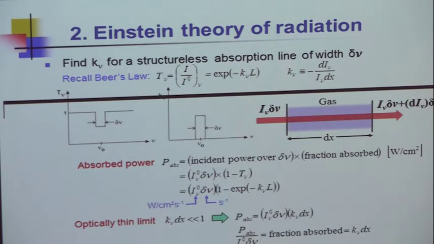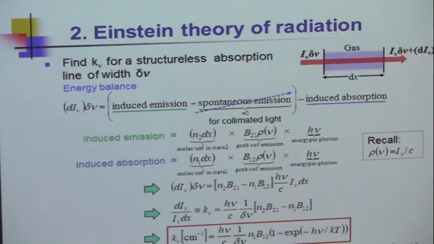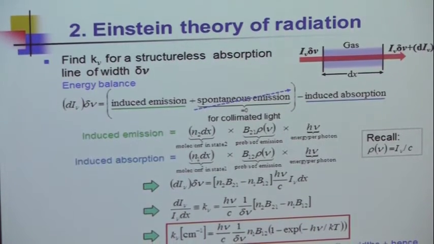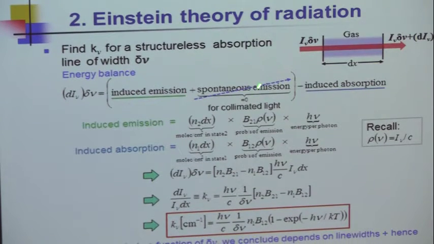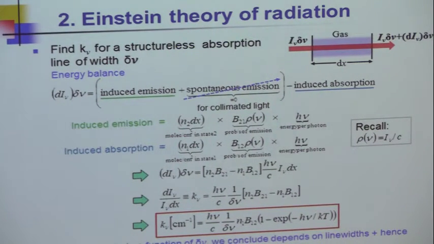Okay, so we do basically conservation of energy balance, and we recover in the optically thin limit this number, the fraction absorbed. So we're trying to find K in terms of the Einstein coefficients, and we're worried about the role of the line width. So we're going to find the fraction absorbed using the Einstein coefficients and this line width. We go back and do the same kind of analysis we did before. There's induced emission, spontaneous emission, induced absorption. We're going to imagine we have collimated light, so we can throw that term out. We look at the induced emission term.